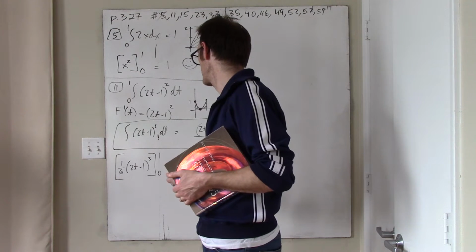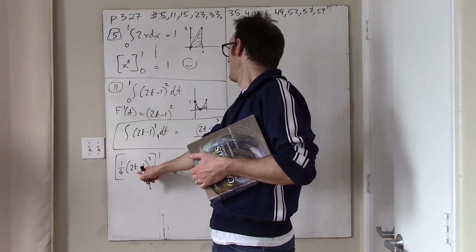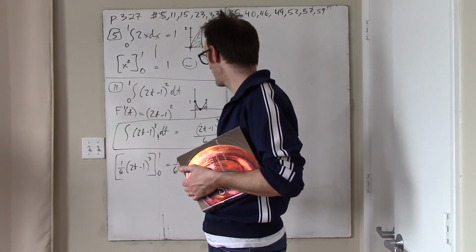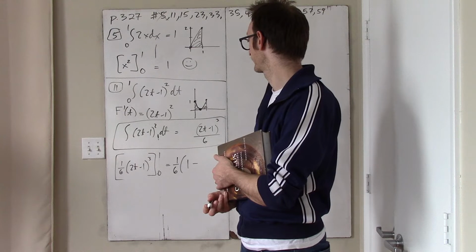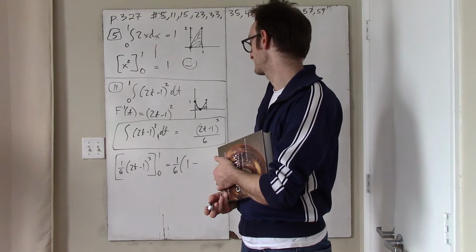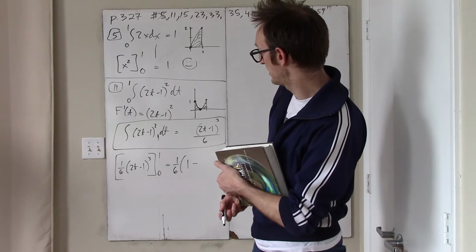Okay, so let's see, being a little careful now, I get the 1/6 when I plug in 1. Here I get 1, and when I plug in 0, I also get 1. What am I doing?